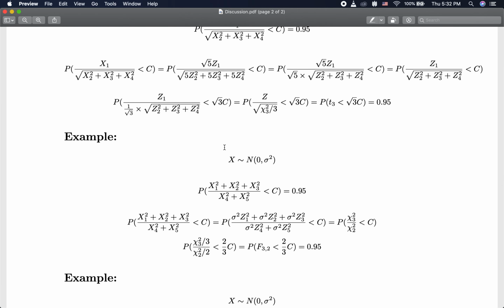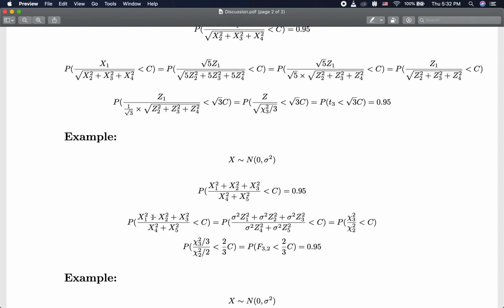Okay, here is another example. Suppose we have a random variable x which follows a normal distribution with mean 0 and variance equal to sigma squared. And we want to find a value of c such that this equation holds. Okay, so the numerator and the denominator have IID copies of the normal distribution squared. And similar to the previous example, we are going to rewrite that using the standard normal distribution.